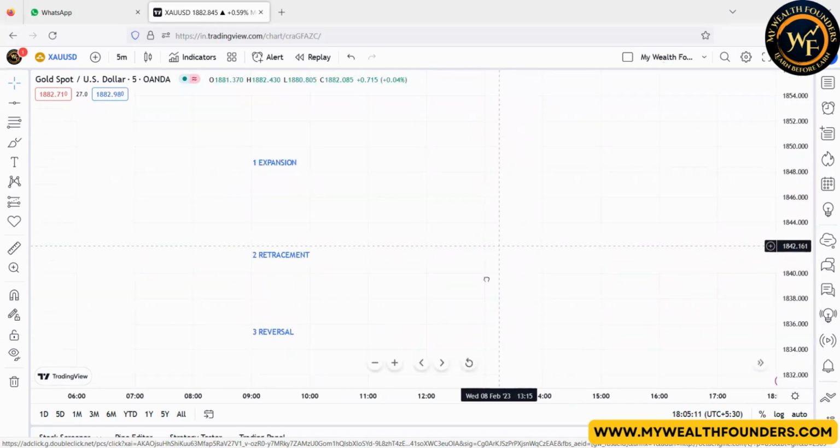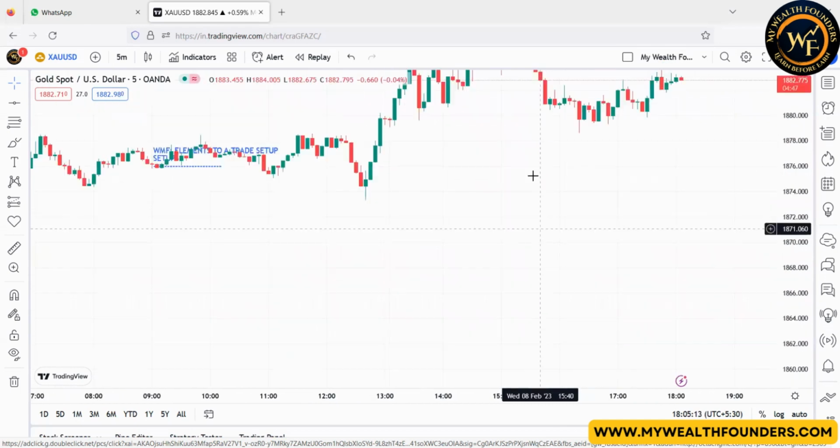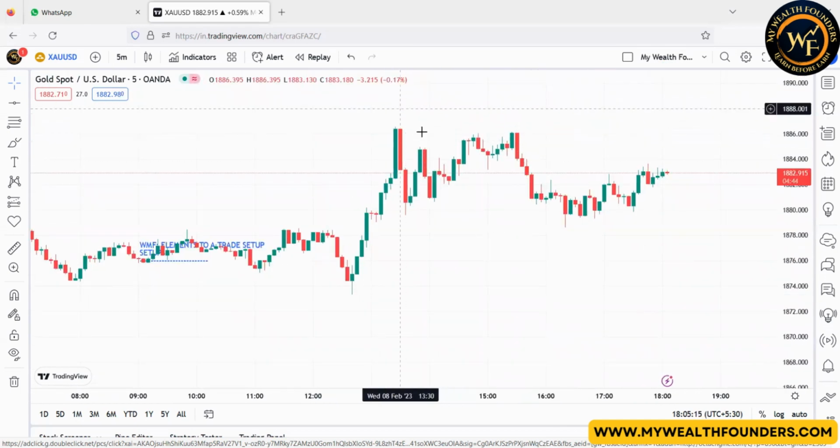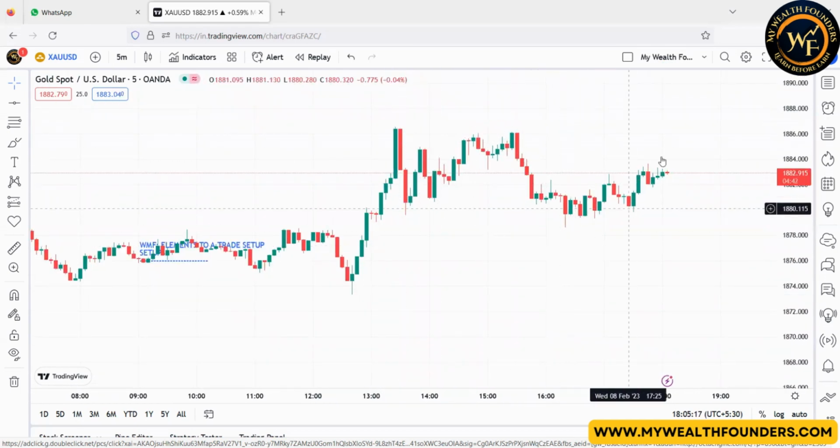The third point we call reversal. Obviously, when the market has expanded over here and has retraced, now there will be a reversal.